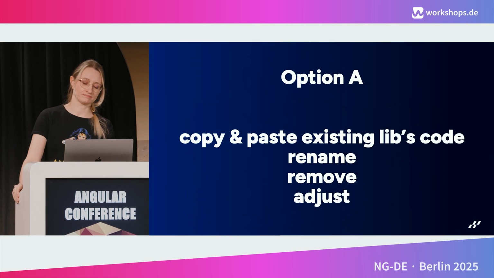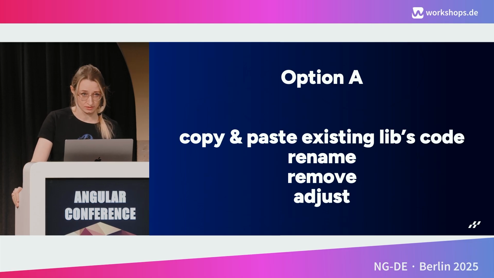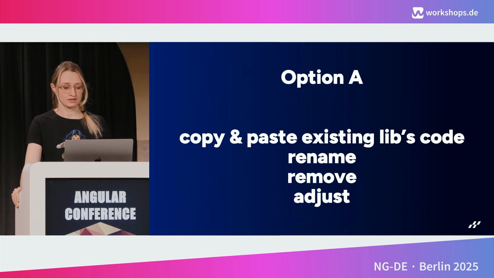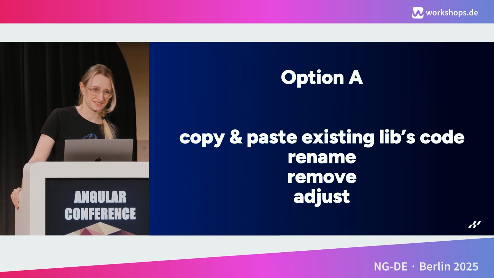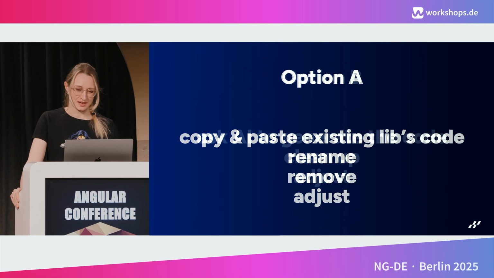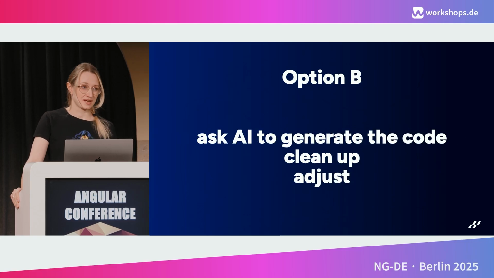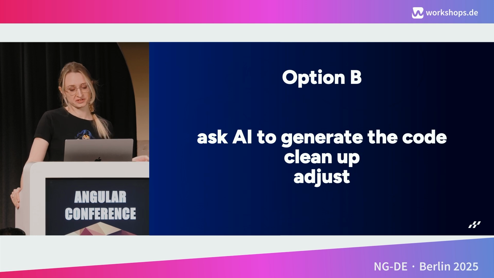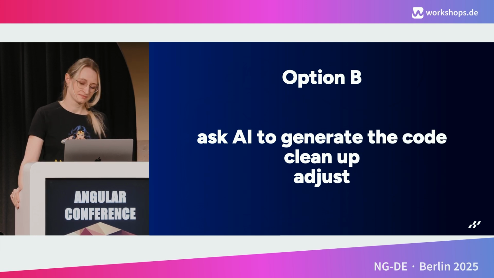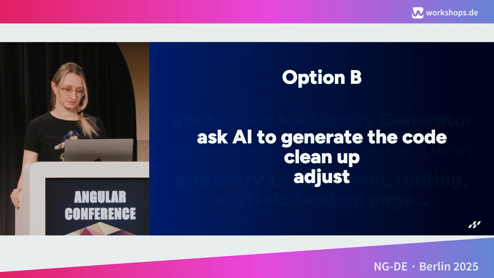Well, option A, I can just copy-paste existing code from what I have. Rename, remove, adjust. Yeah, I must admit I did it in the past too, but let's face it, it's not a very sexy way to do it. It's 2025, so I can ask AI, hey, generate it for me. But then I have to clean it up, I have to adjust the code, I have to get rid of any too creative code that the LLM generated for me. But yeah, this would work.